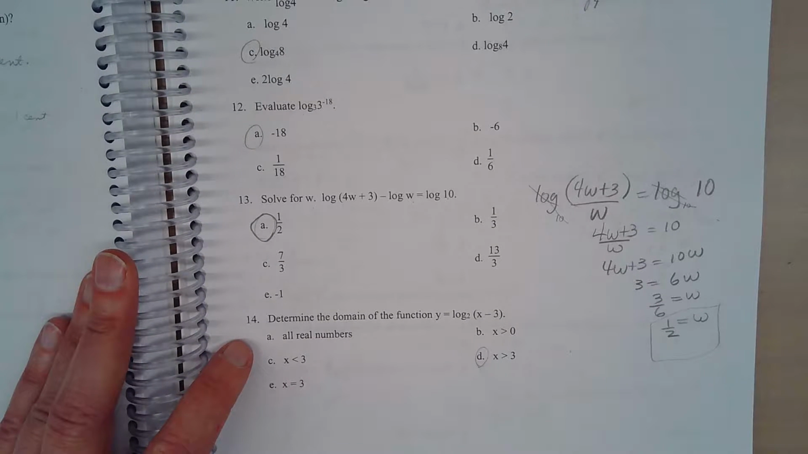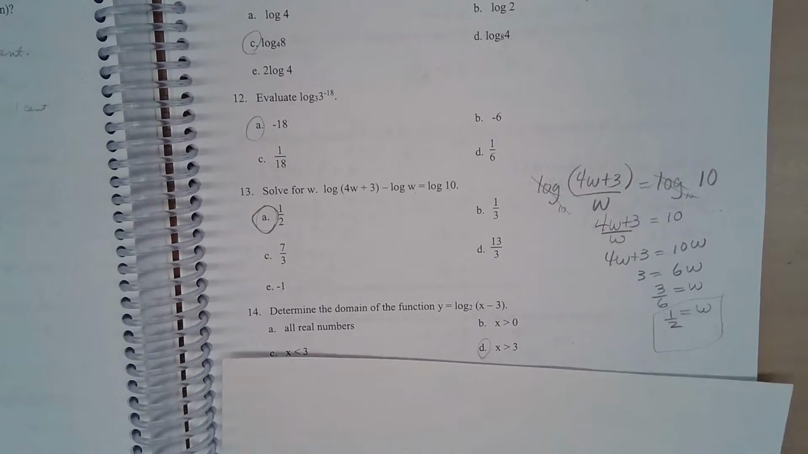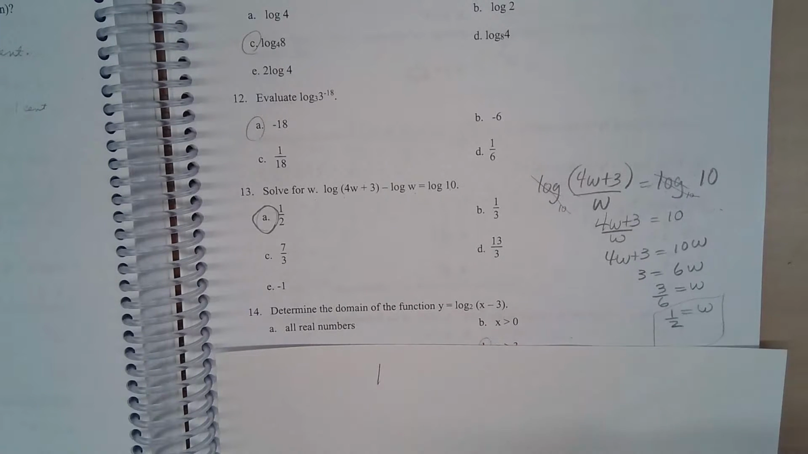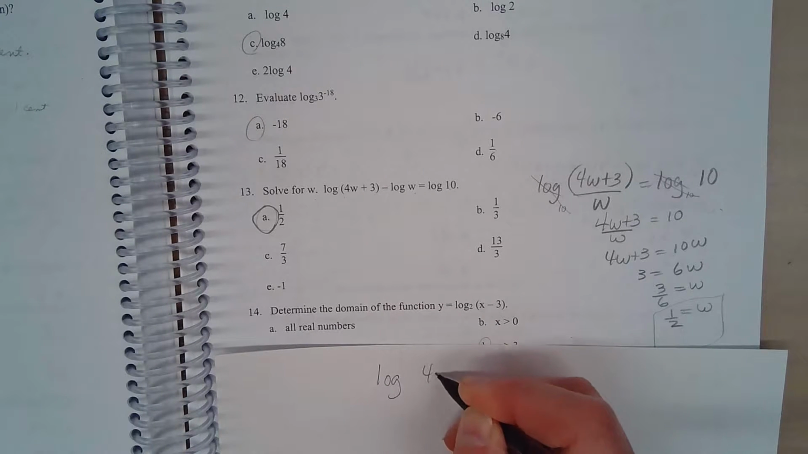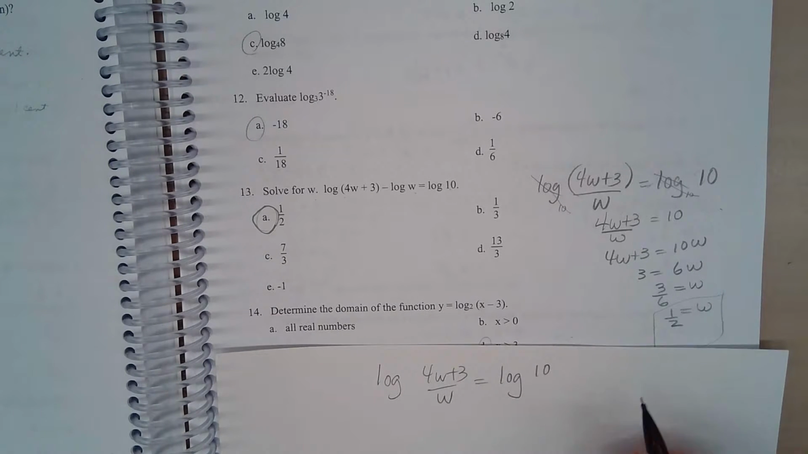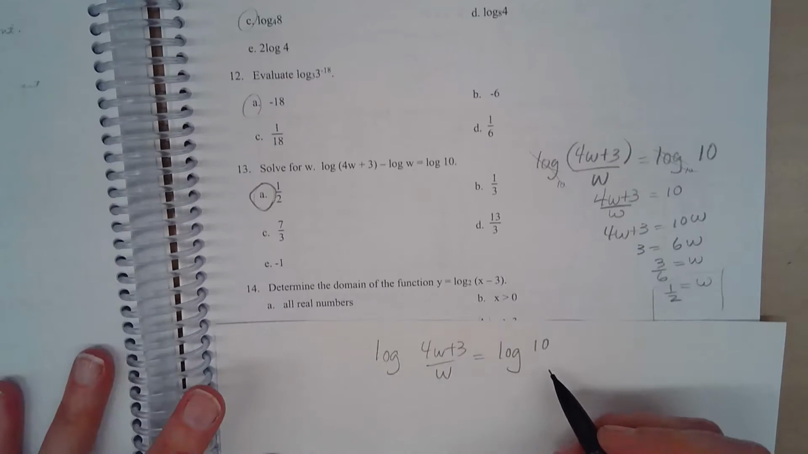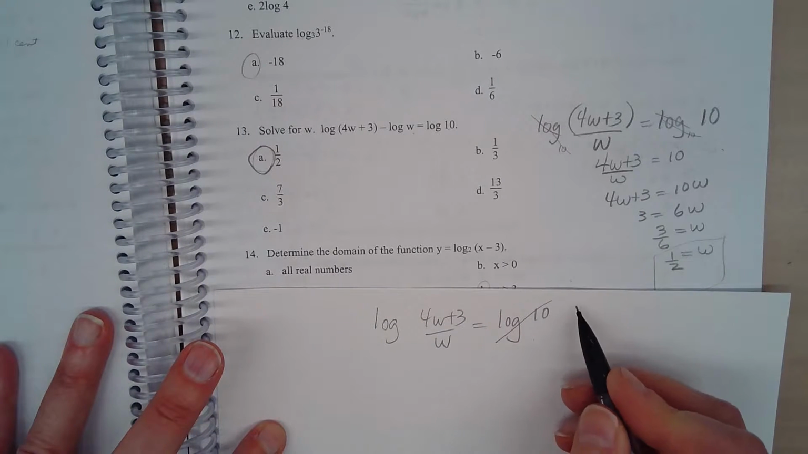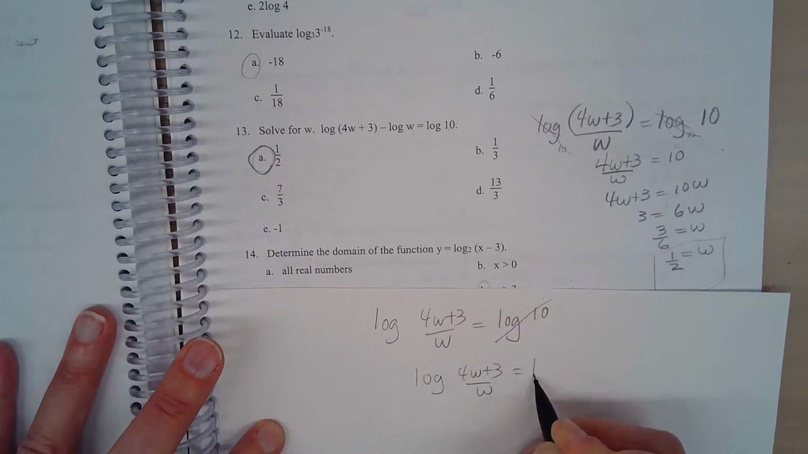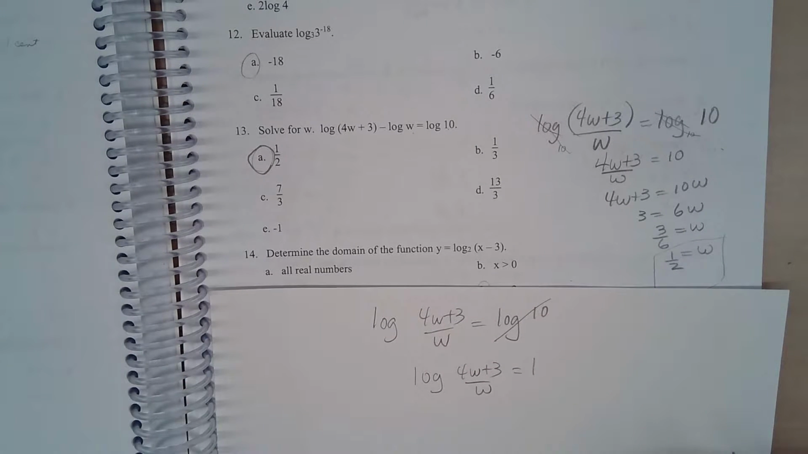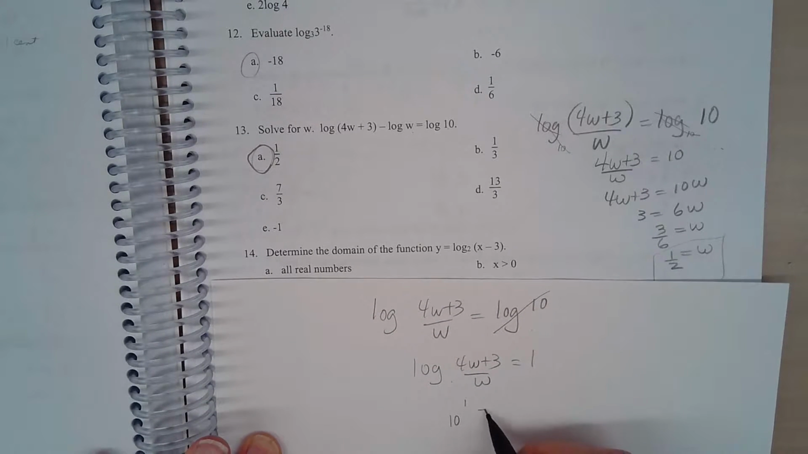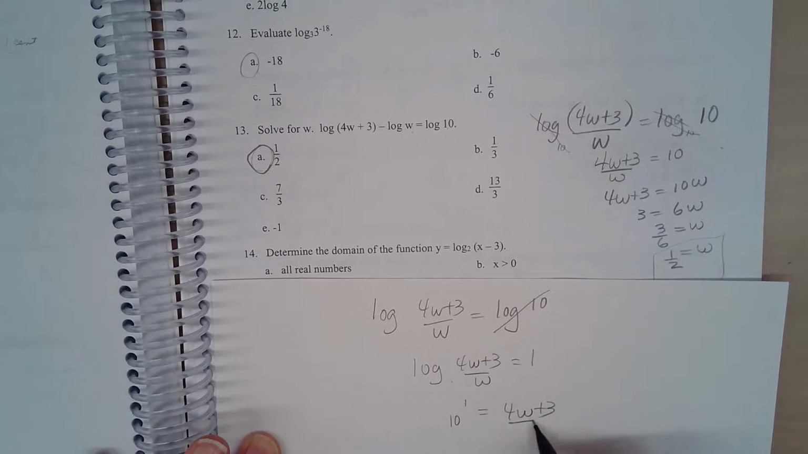Okay, let's see if your way works. It should work. Okay, let's see if John's way works. So we've got log of 4W plus 3 over W equals log of 10. And John's right, log of 10 equals 1, right? So if I just call that 1, I'll have log of 4W plus 3 over W equals 1. And now with your way, I can't do same base, but I can put it in exponential form, right? So 10 to the power 1 equals 4W plus 3 over W.